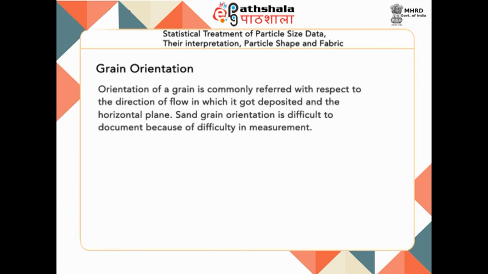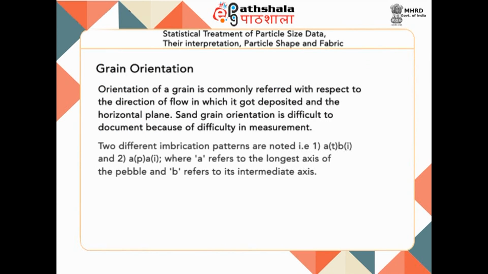How do we define the orientation of a grain? The orientation of a grain is commonly referred with respect to the direction of flow in which it got deposited and the horizontal plane. Sand grain orientation is difficult to document because of difficulty in measurement. However, for the pebble gravel size class, a very common orientation pattern is referred to as imbrication, which is often used as a good paleocurrent indicator.